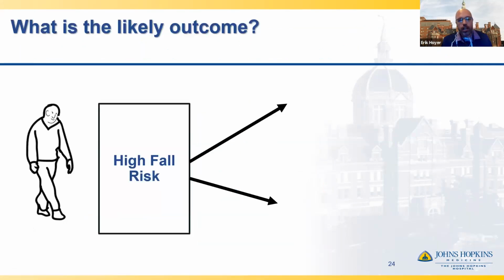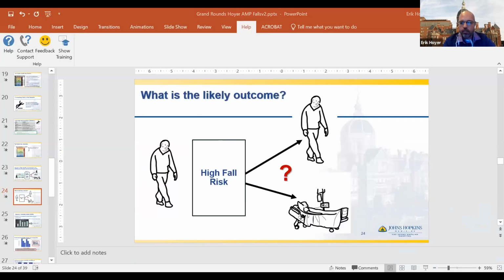So let's go back to our grandfather, or this person that we were talking about before. And the question is, what is the likely outcome? I wish I could see feedback, but I'm curious, what do people think? If you have a patient who's pretty ambulatory and they're labeled as high fall risk, is this patient likely going to be ambulatory? Are they likely going to be non-ambulatory? Even though at baseline they have that capability, what do people think?